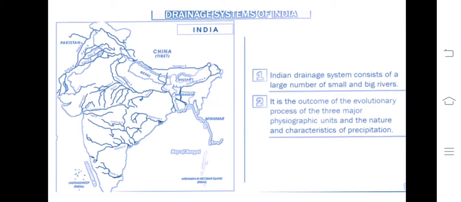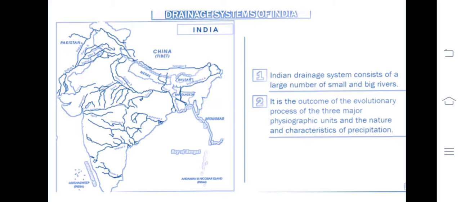Drainage system of India. We have seen the drainage patterns of India; we have a lot of them, and all are very important. The Indian drainage system consists of a large number of small and big rivers. It is the outcome of the evolutionary process of three major physiographic units and the nature and characteristics of precipitation.